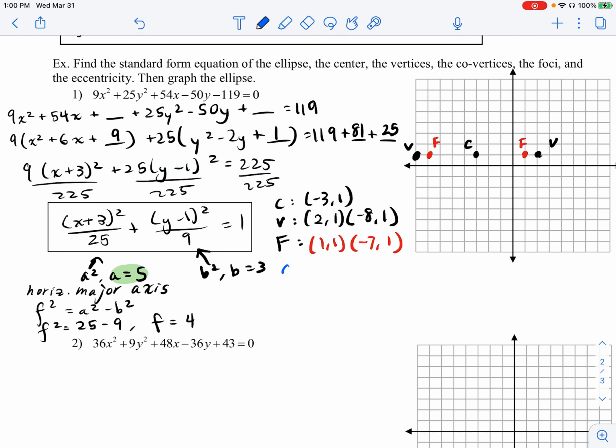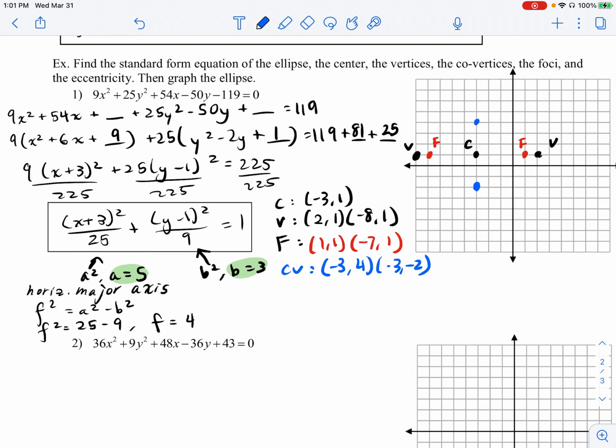My co-vertices are going to be 3 units on the top and bottom of my center. So I've got a co-vertex up here, and we have a co-vertex down here, 1, 2, 3. So there's my co-vertices. So I can write this as negative 3, 1 plus 3, which is 4, and negative 3, 1 minus 3, which is negative 2.